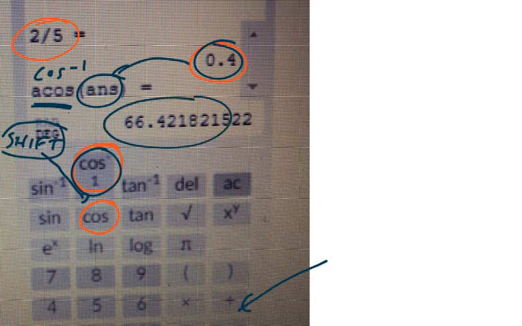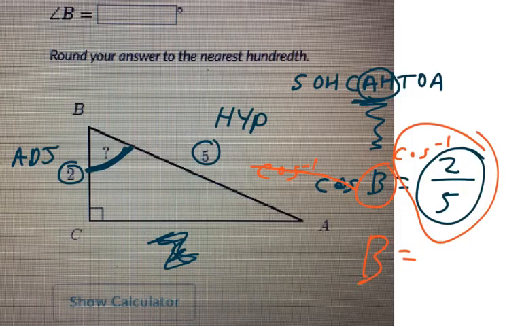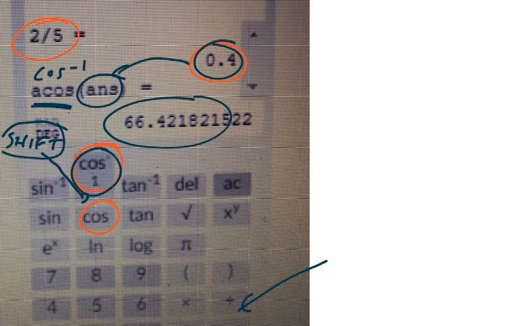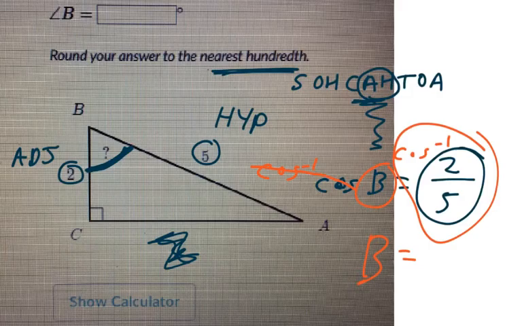Here's our answer. They told us to round off to the nearest hundredth. So that means I'm going to go to there. 66.42 degrees. And so that's how you do these, guys. Let's try a couple more.